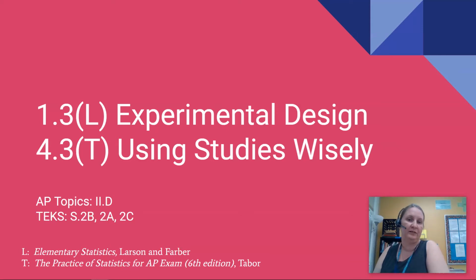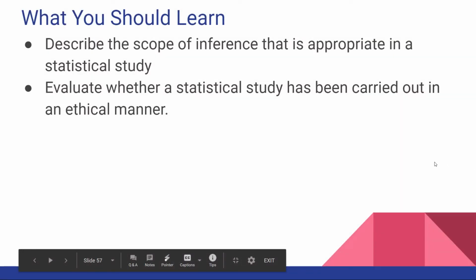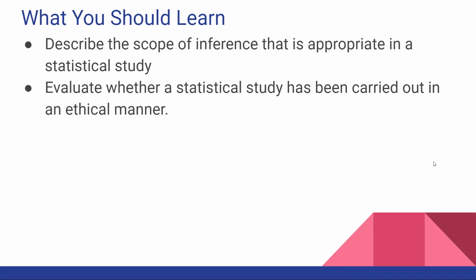Okay, this is the 1-3 part C notes, using studies wisely. We're going to look at the AP topics 2D. So what you should learn is to describe the scope and inference that is appropriate in a statistical study, and evaluate whether a statistical study has been carried out in an ethical manner.